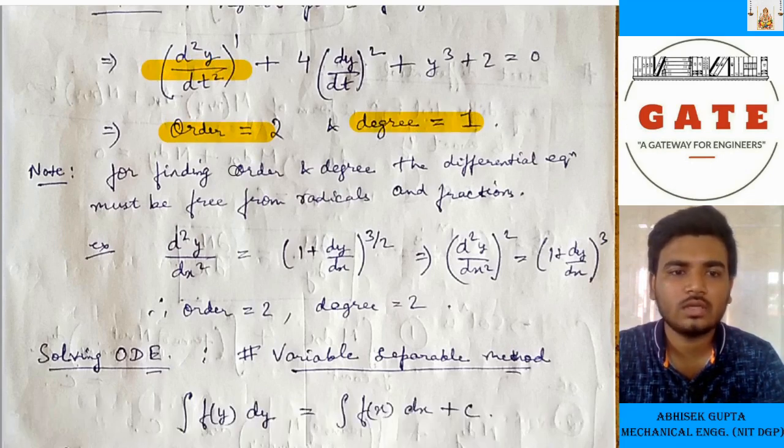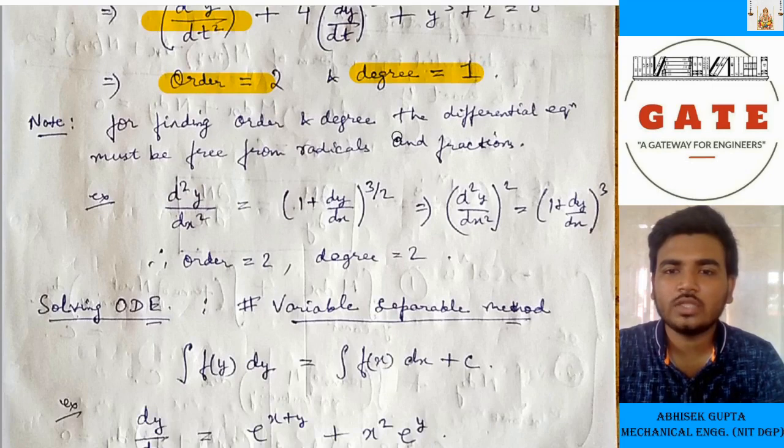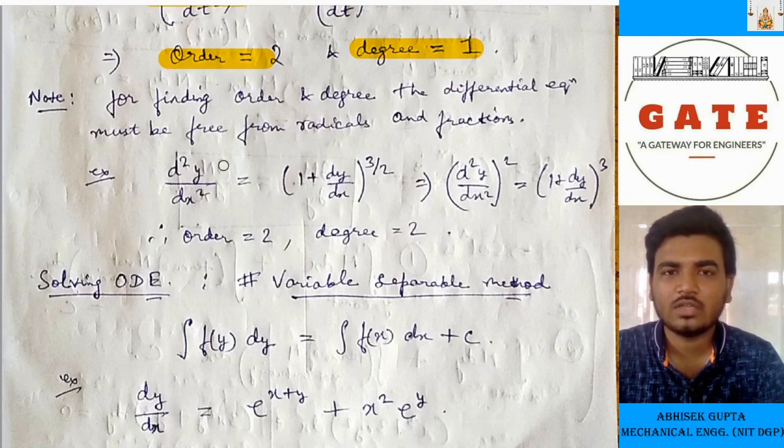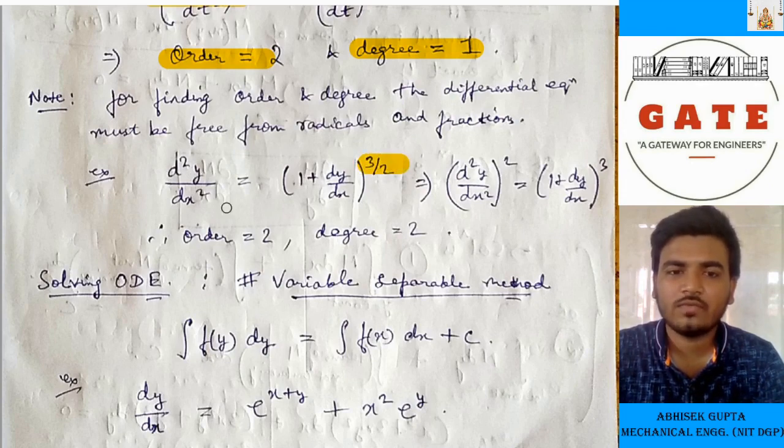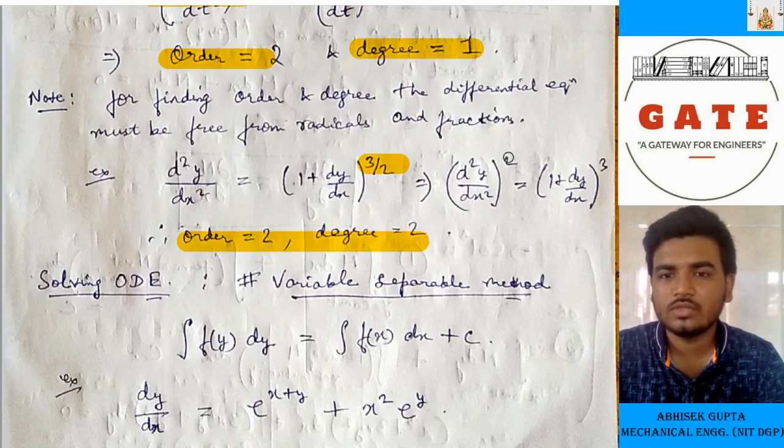Here the highest derivative is d2y upon dt2, therefore order is 2, and the power is 1, therefore degree is also 1. Note, for finding order and degree, the differential equation must be free from radicals and fractions on their powers. After that only we can find the order and degree of that equation. See here, it's to the power 3 by 2. No fraction, we have to convert into integers. So squaring both sides, we get here 2, here 3. So order will be 2 and degree will be 3.